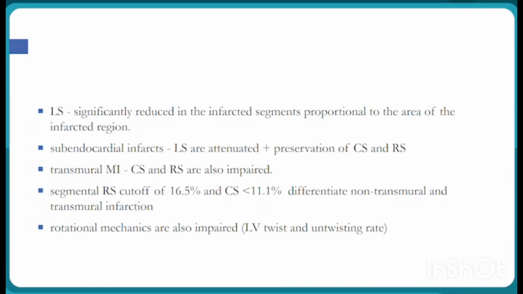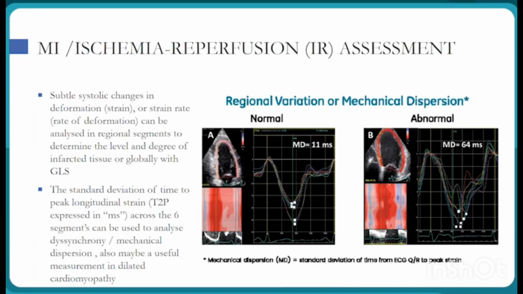And longitudinal strain is significantly reduced in the infarcted segments proportional to the area of the infarcted region. In patients with subendocardial infarct, the longitudinal strain is attenuated, but there is preservation of the circumferential strain and the radial strain. When there is a transmural MI, the circumferential strain and the radial strain are also impaired. Now the segmental radial strain cutoff of 16% and circumferential strain cutoff of more than 11% are used to differentiate between non-transmural and transmural infarction. Rotational mechanics are also impaired when there is an infarction.